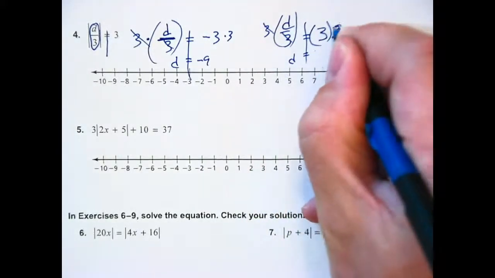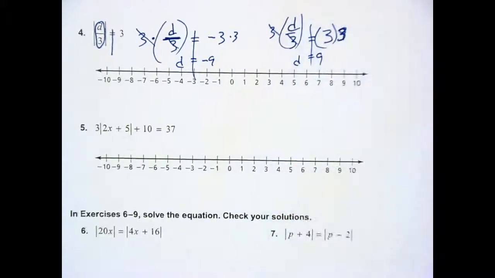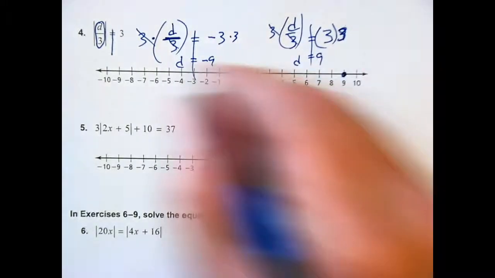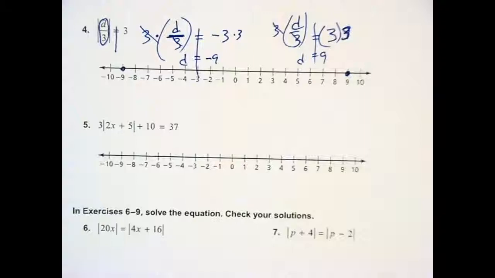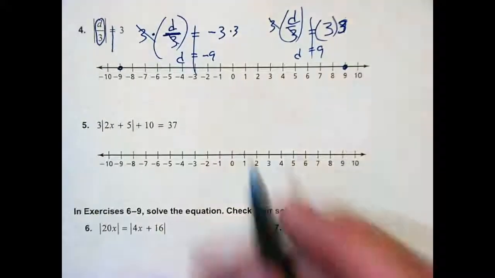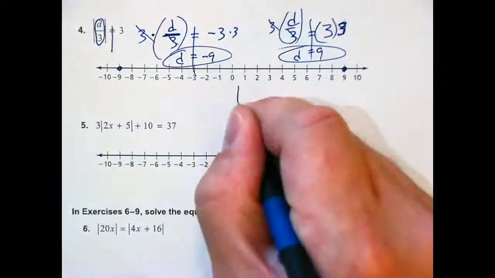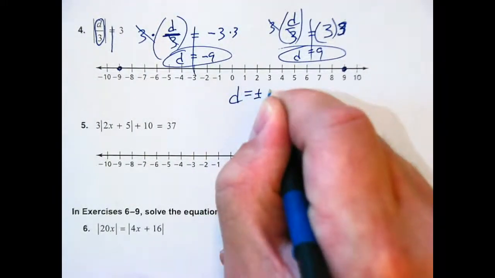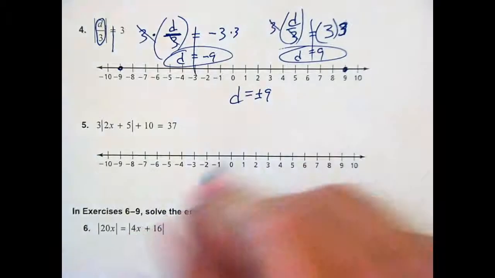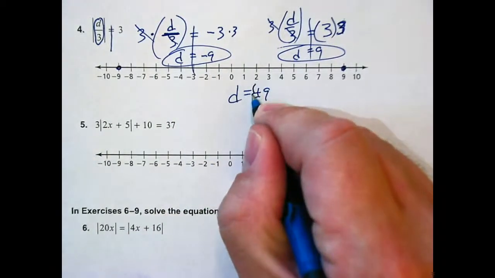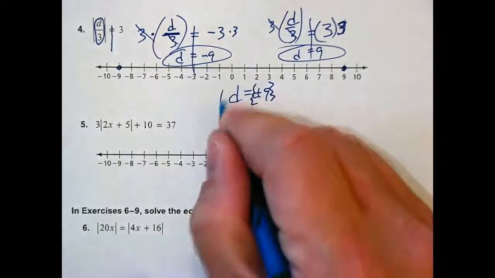Oops, equals 9. So our solution is +9 and -9. Two solutions. We could also write that as D equals ±9. Sometimes you even put it in little squiggly lines, which we call set notation.